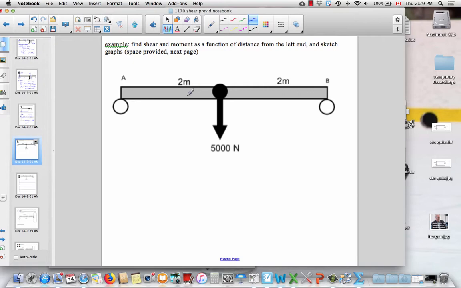It's your first problem. So first of all, do external force analysis to find the amount of force at the 2 supports A and B. So pause the video and then do that work.